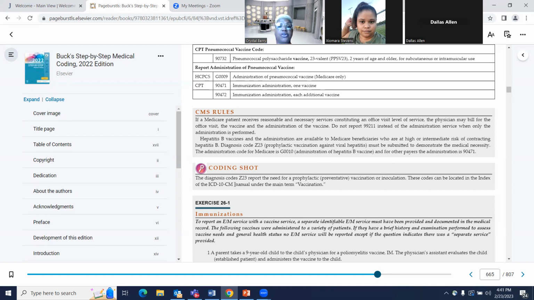It says on here, in the coding shot, diagnosis code Z23, which is up here, reports the need for a prophylactic, which is a preventative vaccination or inoculation. These codes can be located in the index of the ICD-10-CM manual under the main term vaccination.